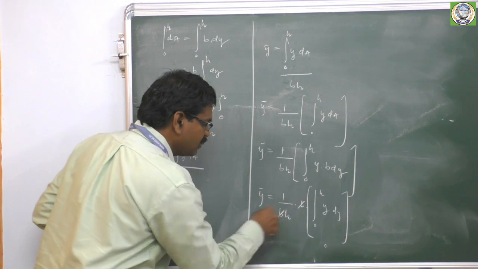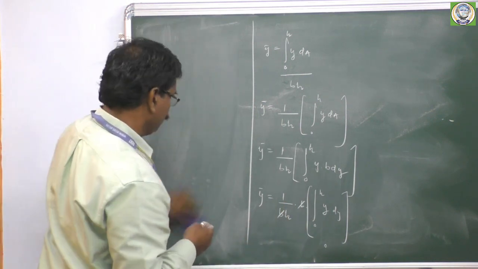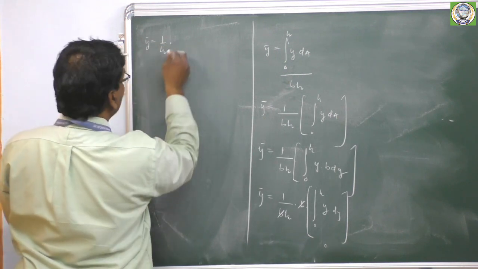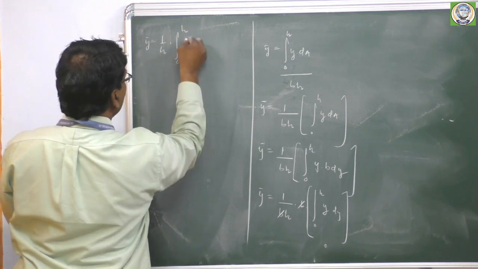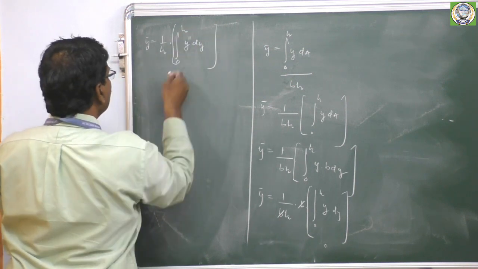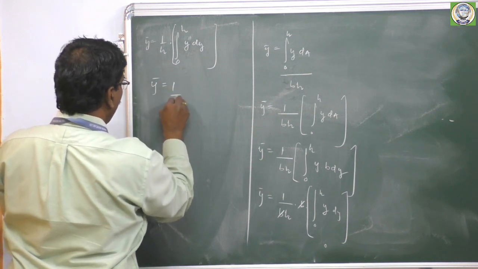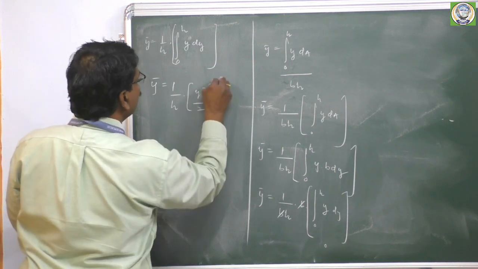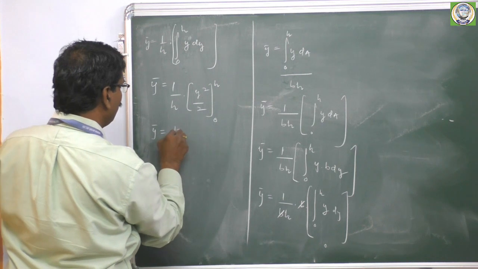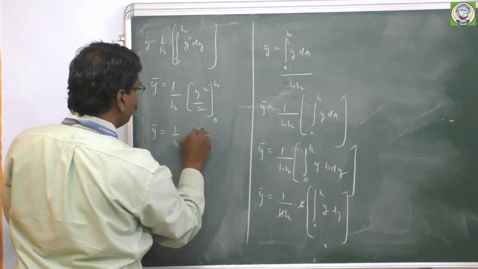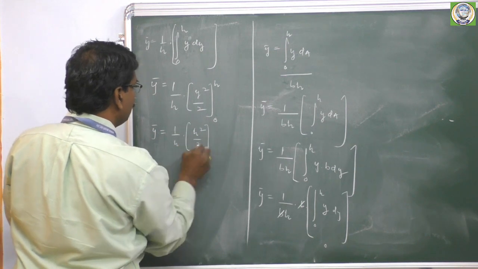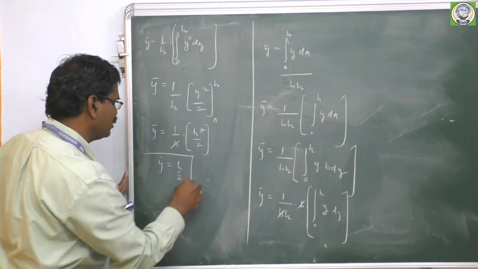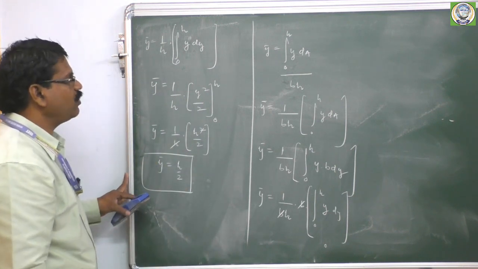As b cancels here, we will get y bar is equal to 1 by h into integral 0 to h y dy. We all know that integral y is nothing but y square by 2. Hence, 1 by h into y square by 2, applying the lower limit and upper limit, that is 0 to h. Therefore, y bar is equal to 1 by h into, applying upper limit here, we get h square by 2. As h cancels one time here, we will get y bar is equal to h by 2. This is the expression for the y coordinate in centroid of a rectangle.